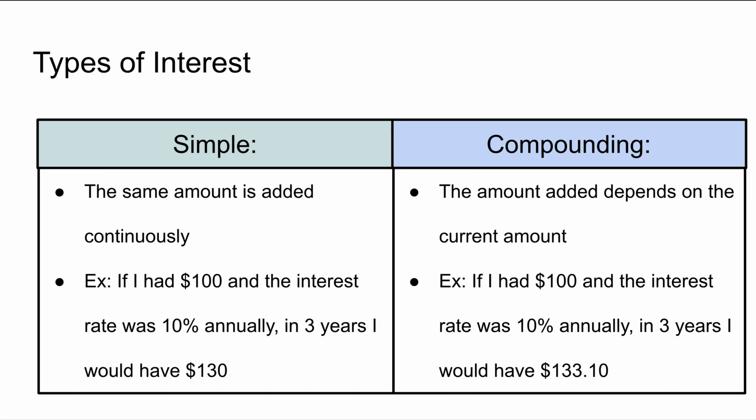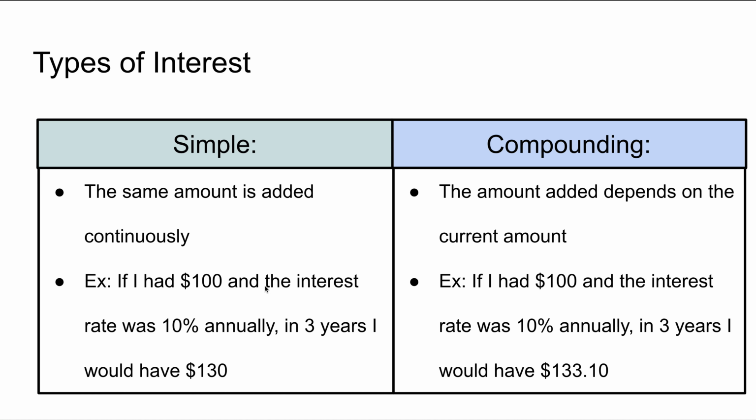And now we also have compounding interest, and that's what the video is really about. Now, compounding interest is a little bit weirder. So with compounding interest, the amount added depends on the current amount of money, which sounds kind of like simple interest, but let's break it down into a year-by-year thing. Now let's say you have the same situation. You have $100 and the interest rate is 10%, but now it's compounding interest. So let's look at the first year. And let's actually go back to simple and look at the first year.